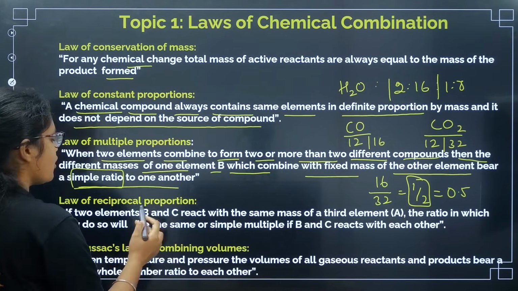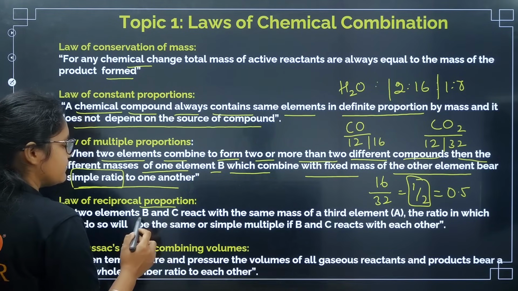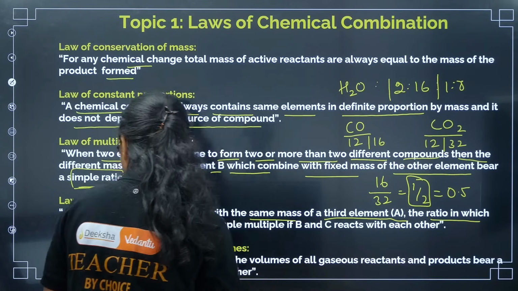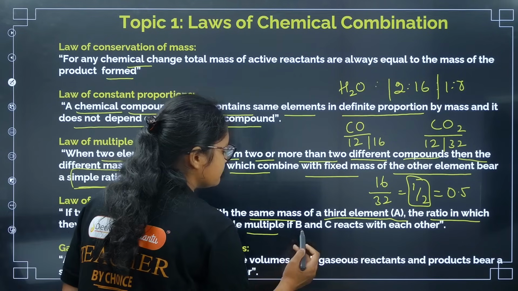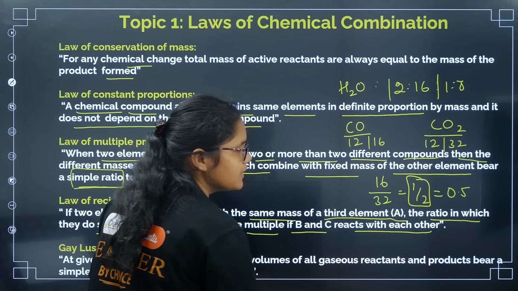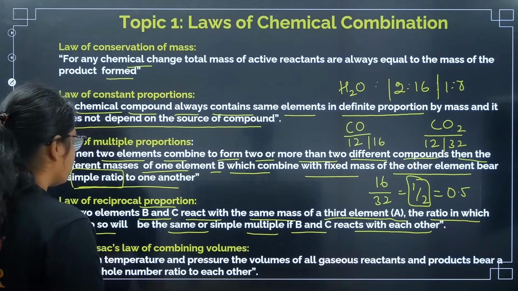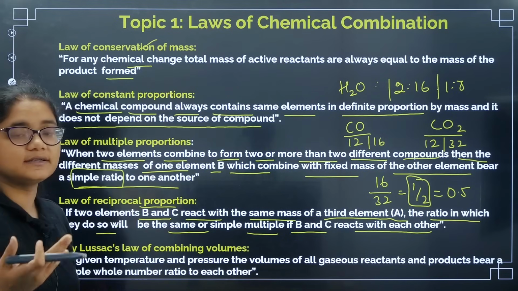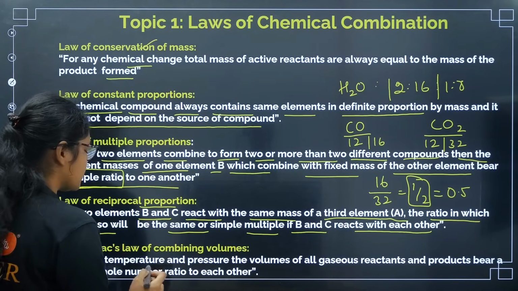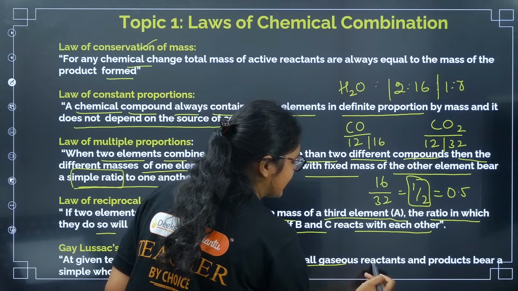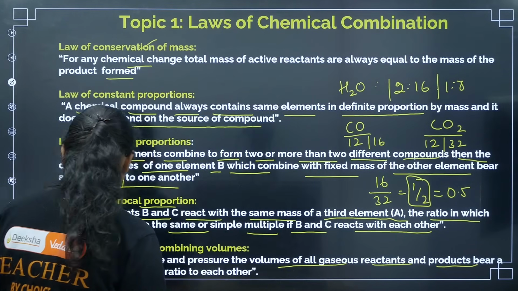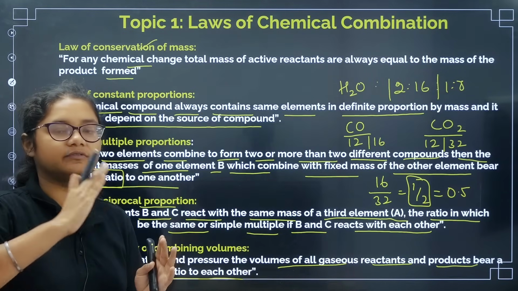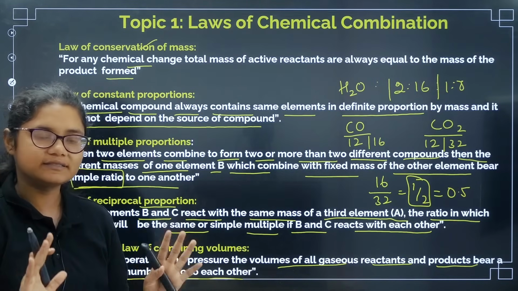Next, coming to law of reciprocal proportion. If two elements B and C react with the same mass of a third element A, the ratio in which they do so will be the same or a simple multiple if B and C react with each other. Okay. Next one, coming to Gay-Lussac's law of volume. It is very similar to the law of conservation of mass, but in terms of volume. At a given temperature and pressure, the volumes of all gaseous reactants and products bear a simple whole number ratio to each other.